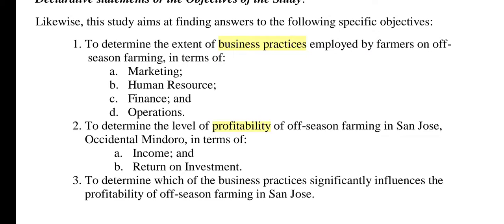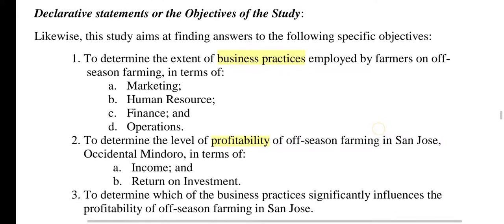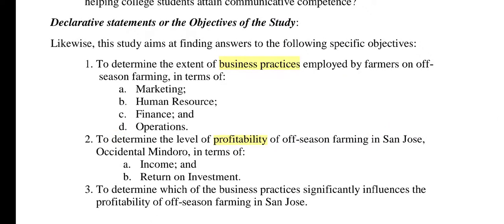Okay? So this is the most important part of your research problem. Most important part of the whole study is the research problem or the statement of the problem and the objectives of the study. Make sure that you choose your variables well and you research your indicators well. How are you going to identify the indicators? Saan mo makikita o paano mo malalaman ang indicators mo? By searching for related references, by searching for related literatures. I-search mo ang business practices na may kinalaman sa off-season farming or sa agriculture.